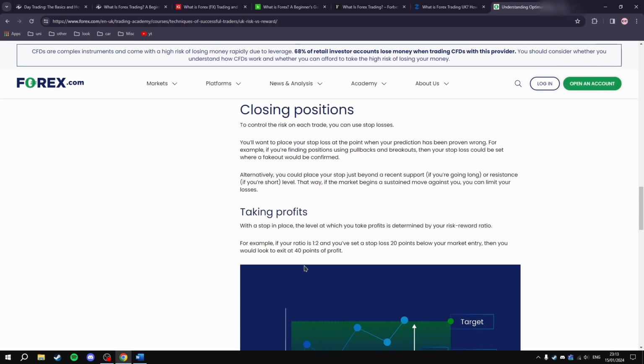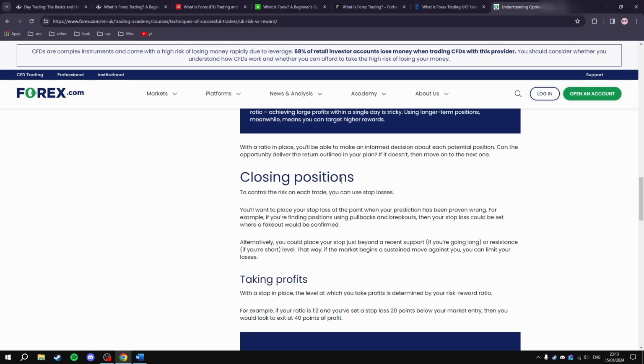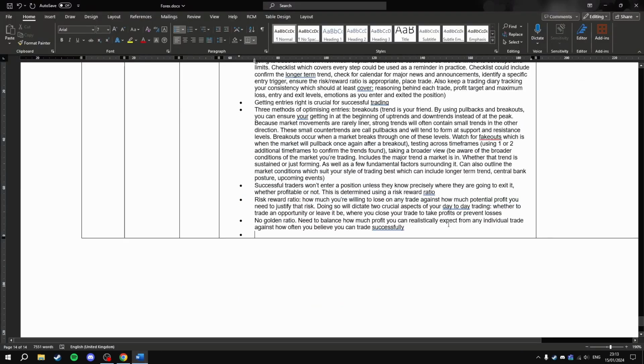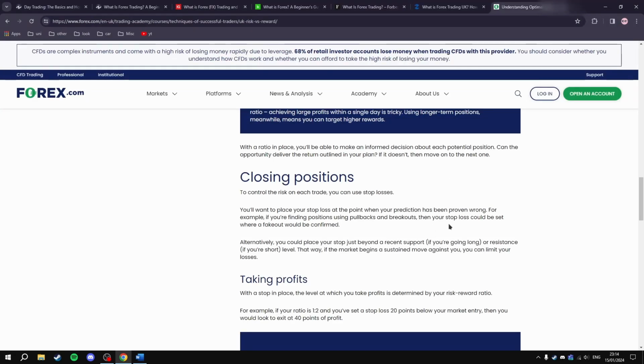Closing positions. To control the risk on each trade, you can use stop losses. You'll want to place your stop loss at a point where your prediction has been proved wrong.